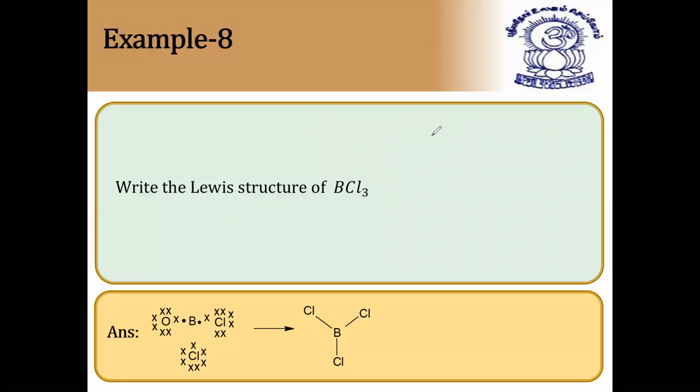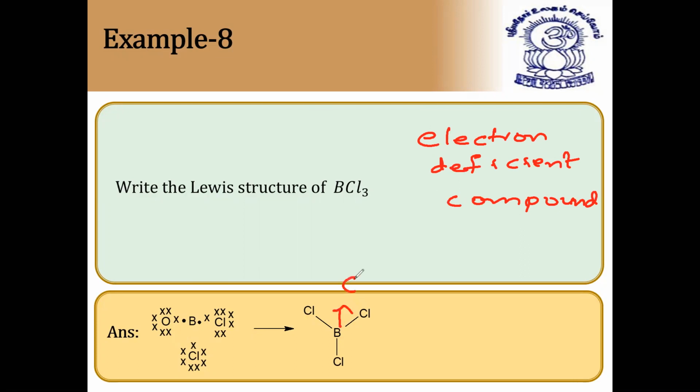So it is called an electron deficient compound, whereas PCl5 is an electron rich compound. What is an electron deficient compound? After sharing, boron is getting only 6 electrons, because it has 3 electrons in the outermost configuration and shares 3 electrons. So it has an incomplete octet after sharing. Actually, after sharing, they should get octet configuration. But it is getting only 6 electrons. So it is called an electron deficient compound.